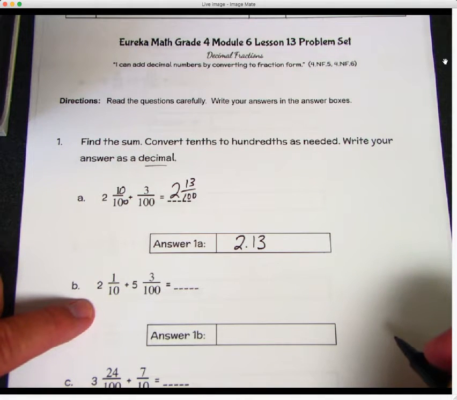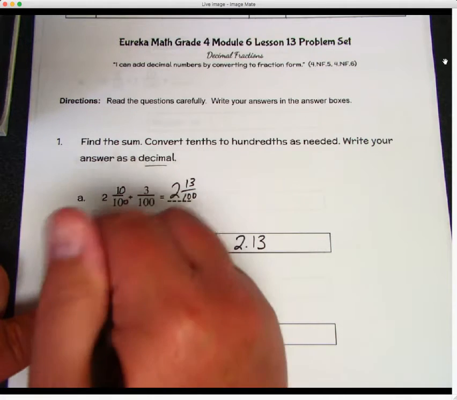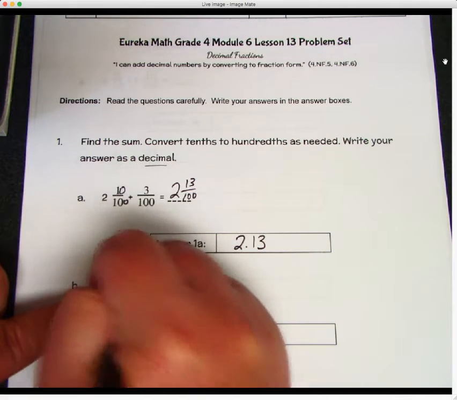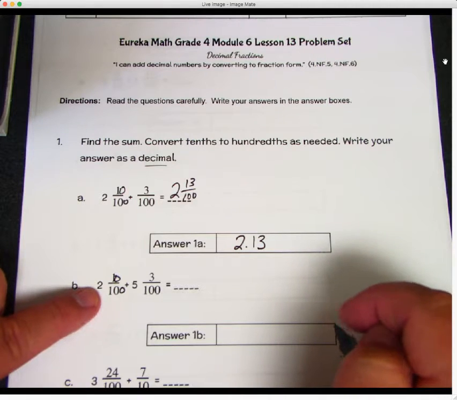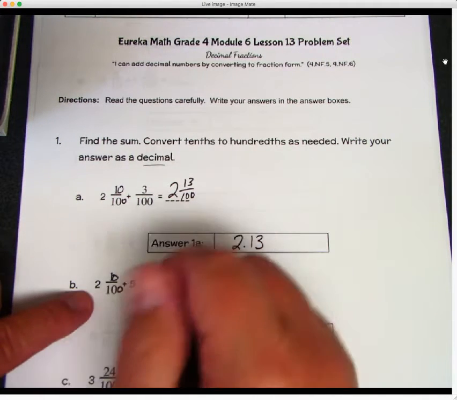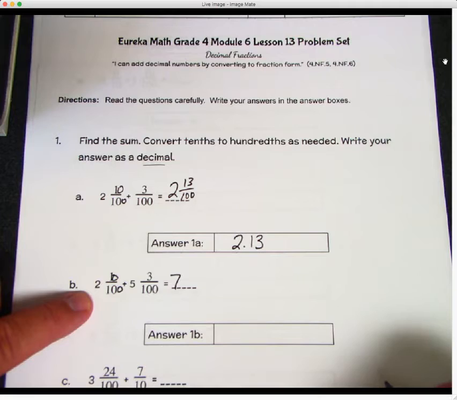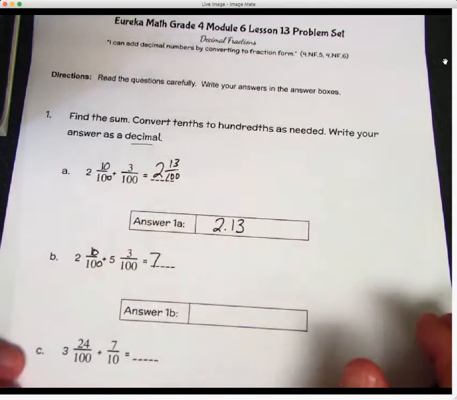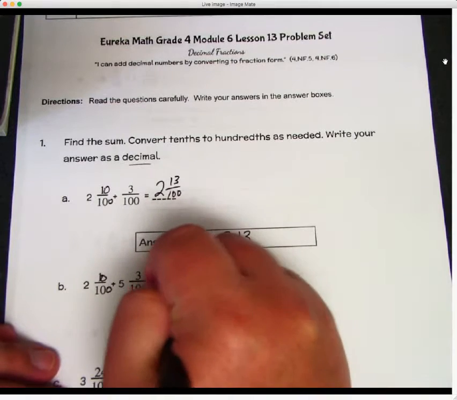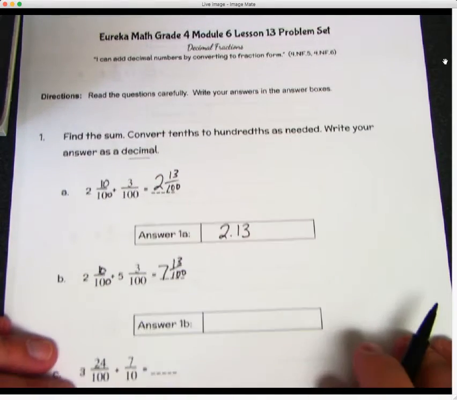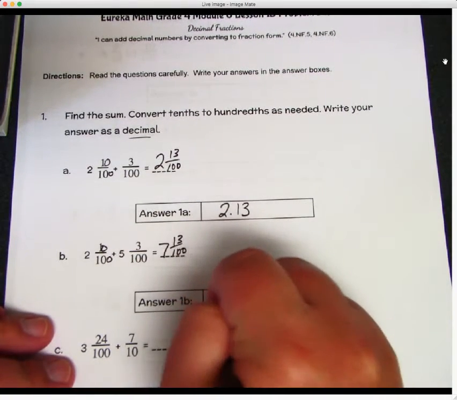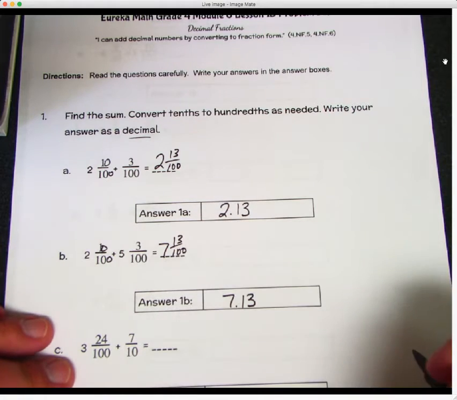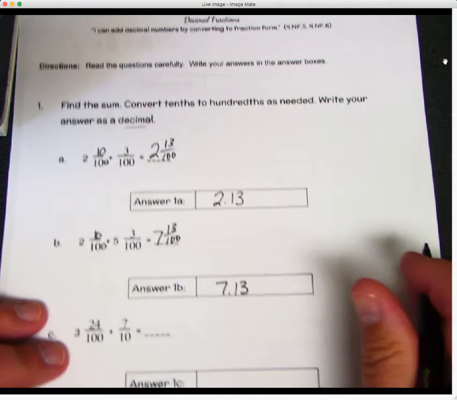2 1/10 plus 5 3 hundredths. 1/10, make it hundredths by adding zeros. It's 10 hundredths. Going to add our whole numbers. 2 plus 5 is 7. Add our fractions. 10 hundredths plus 3 hundredths is 13 hundredths. Got to write it as a decimal then. 7.13.